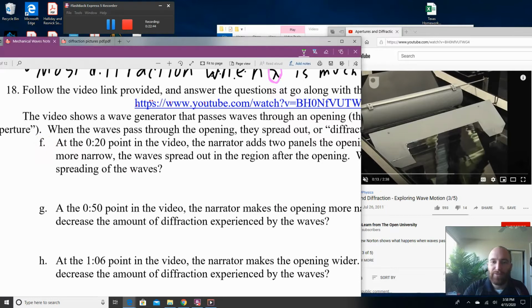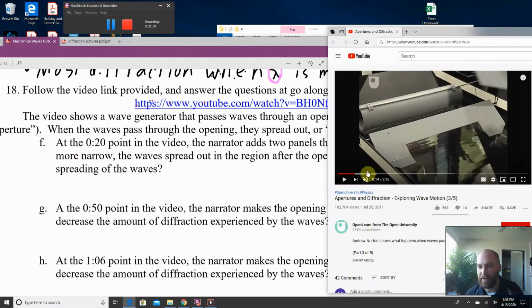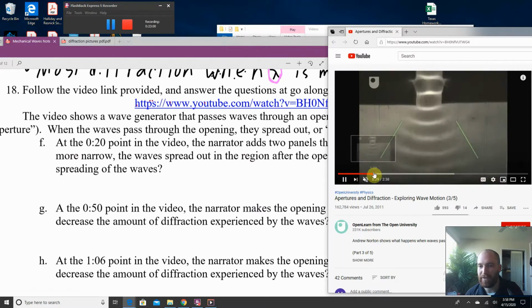At the 22nd point in the video, the narrator adds 2 panels to the opening. Now that the opening is more narrow, the waves spread out in the region after the opening. What is the word for this? So we're looking at this part in the video right here. I don't know that he mentions this directly in the video, but it is in the title, diffraction. So that is what I'm looking for here.